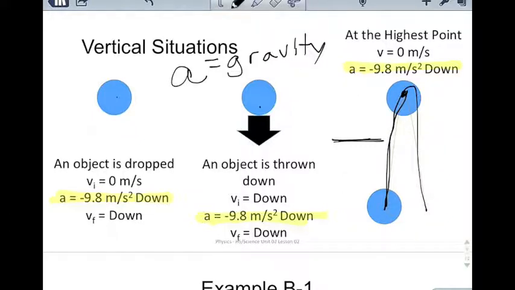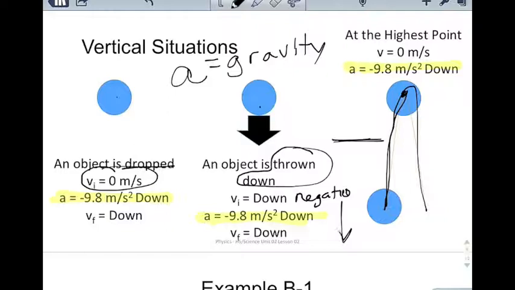Now, we have a couple of key situations. This is an object is dropped. Anytime you see the term drop, that's an indication that you're going to have an initial velocity of 0. A lot of times they'll say an object is dropped and give you one piece of information, and it looks like there's not enough. But you've got to look for key terms like drop. Another is an object is thrown down. Whenever the object is thrown down, you're going to have to say that the initial velocity is negative because it's moving down, just like the acceleration is negative as it's moving down.